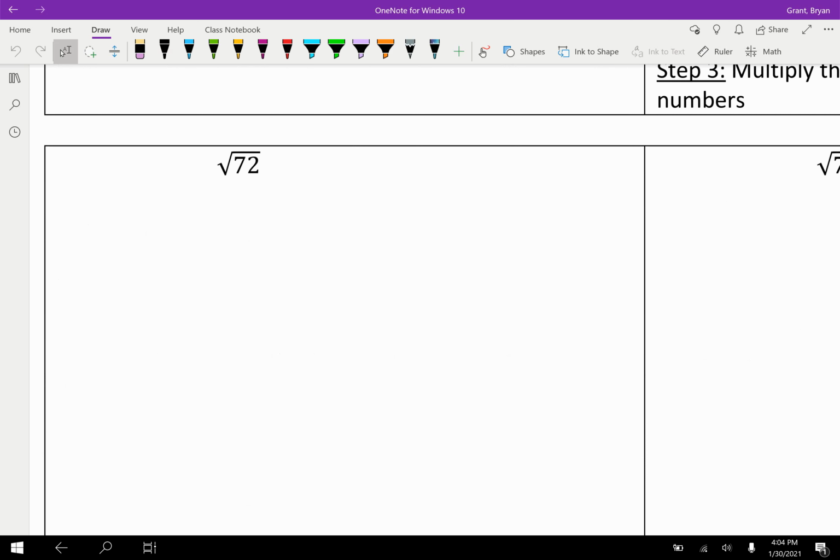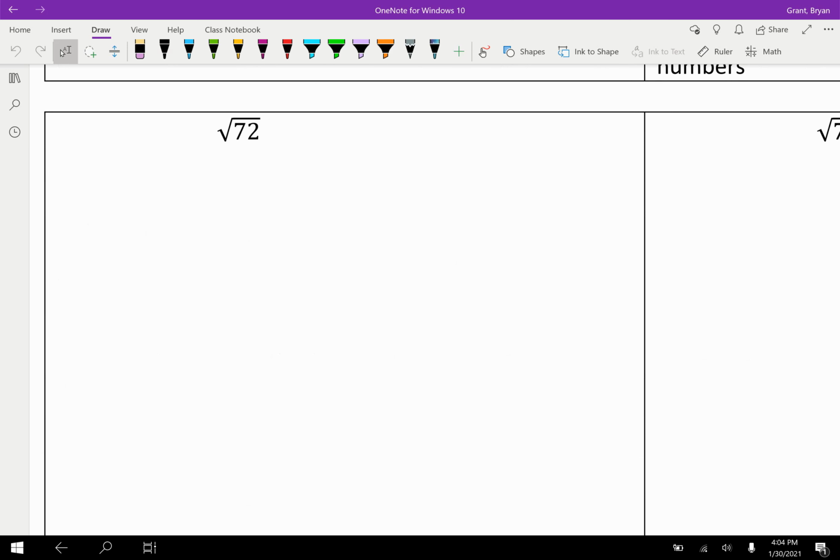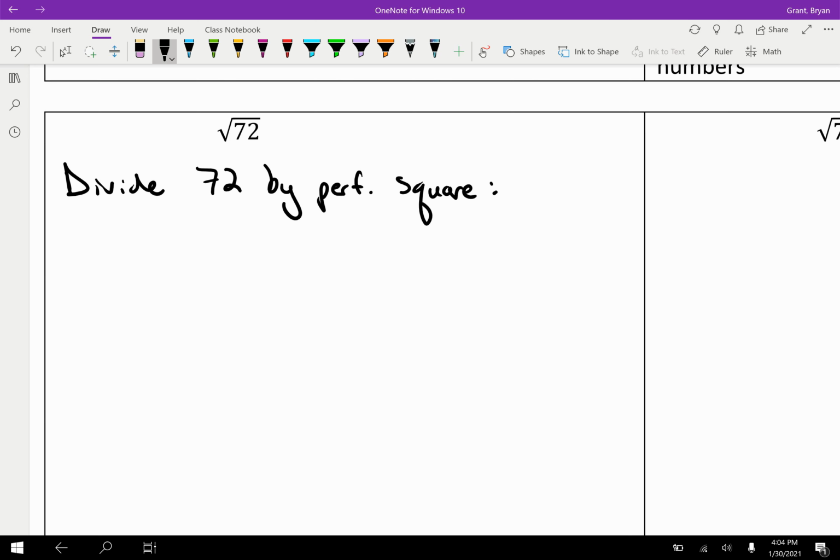Now, how do we know when the square root of 72 is fully simplified? Well, that's when there are no more perfect squares that we can divide out. So what does this look like? Well, the first thing I'd ask you to do is to flip back to your chart and figure out what we can divide 72 by. So we're going to divide 72 by a perfect square.